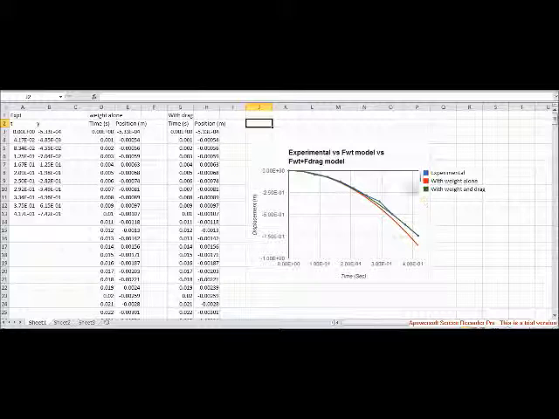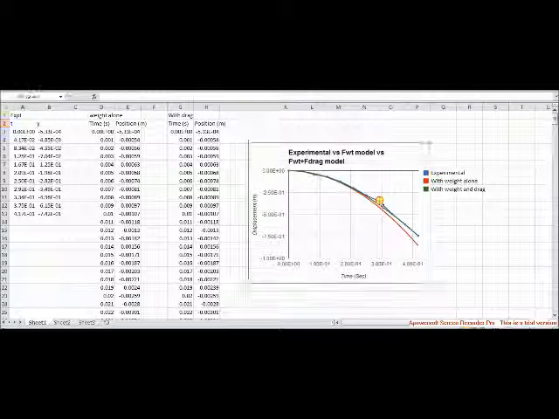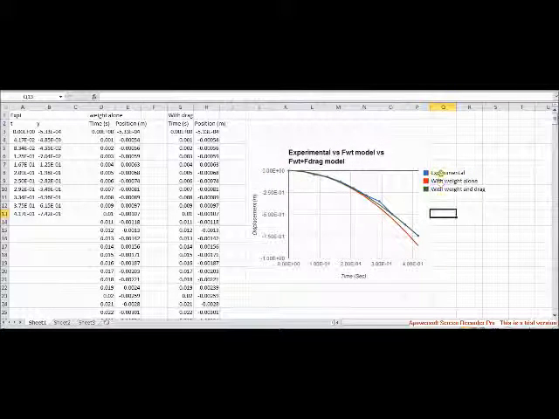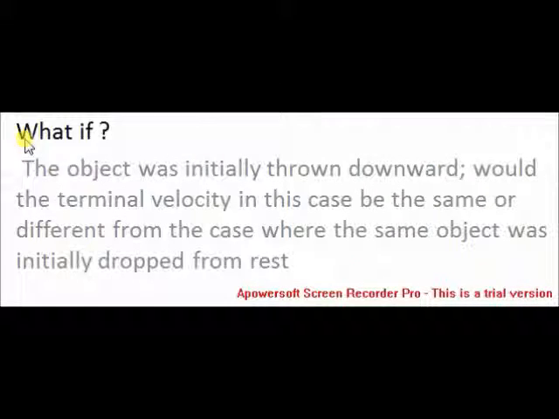So comparing all these, it's evident that the experimental model is in fine agreement with the model created using weight as well as drag. There were minimal errors at these 2 points, which might be because of human error. So the experimental model is found to be in agreement with the model with weight as well as drag.